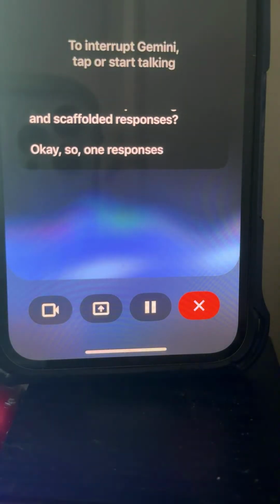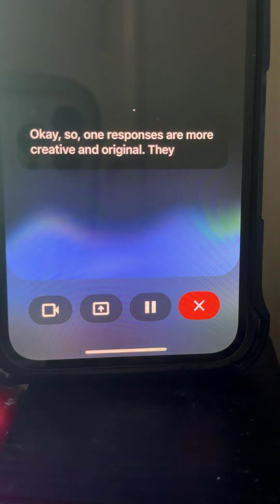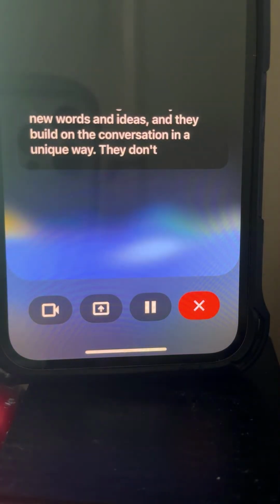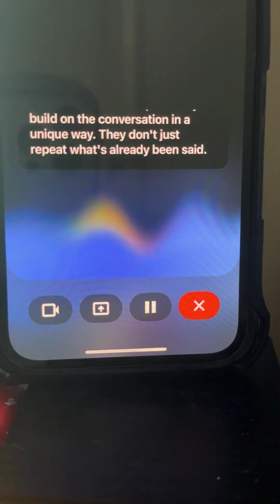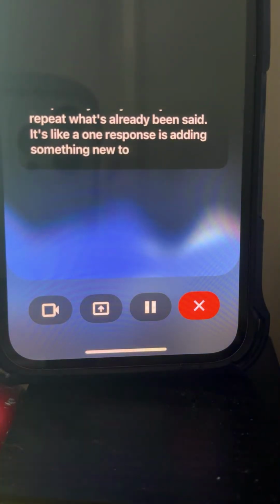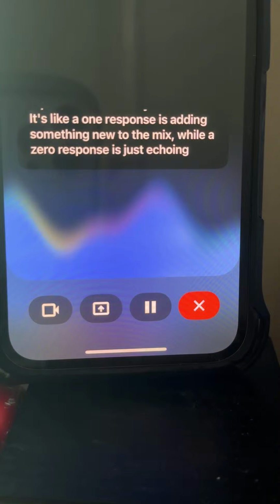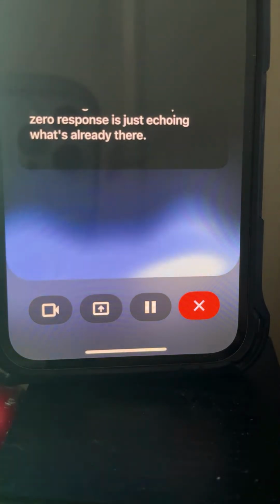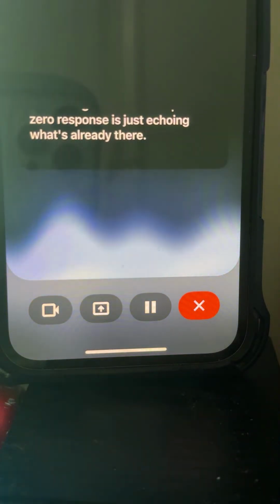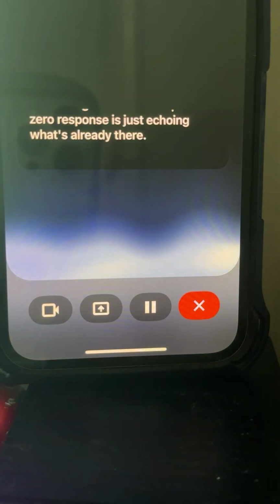Okay, so 1 responses are more creative and original. They use new words and ideas, and they build on the conversation in a unique way. They don't just repeat what's already been said. It's like a 1 response is adding something new to the mix, while a 0 response is just echoing what's already there. Yeah, adding fluff or adding throwaway questions, it doesn't do anything. That's a 0 response.